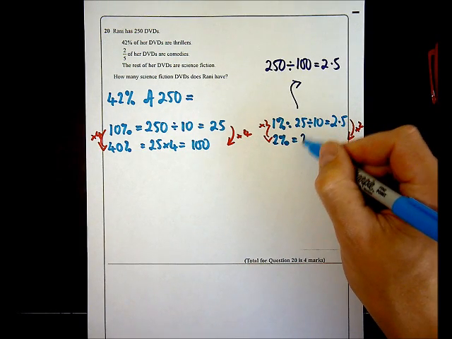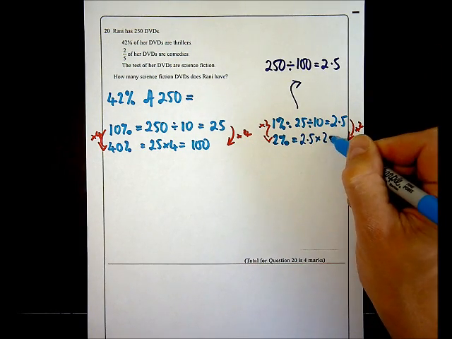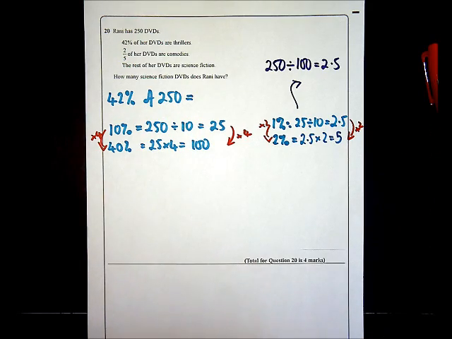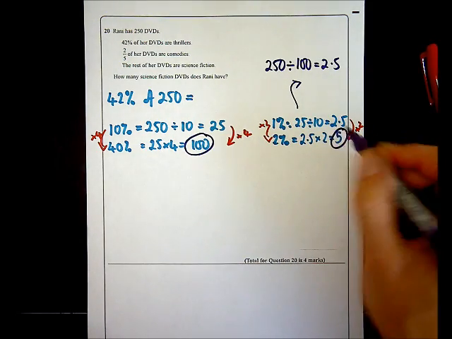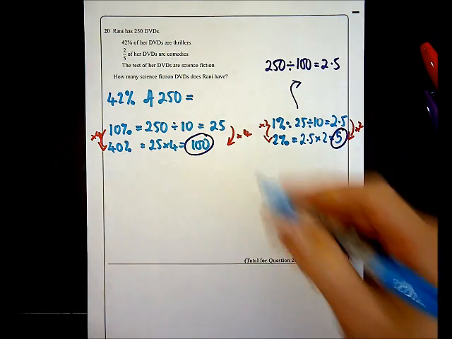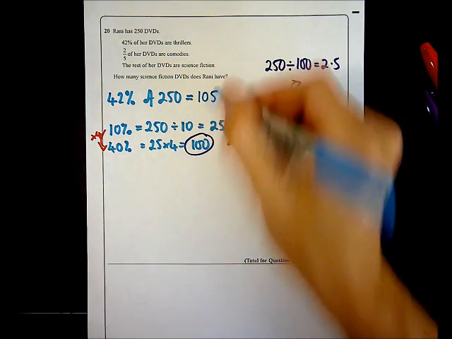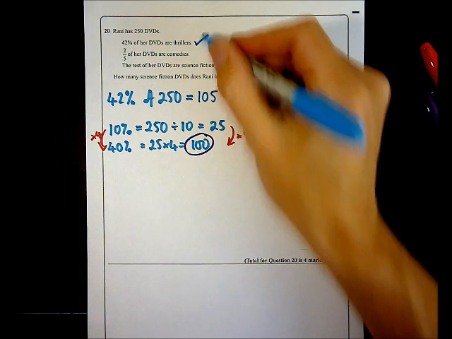So 2.5 times by 2 is equal to 5. So my 42% is equal to my 40% and my 2% added together. So 100 add 5 would be 105. That's the first part of the question taken care of.